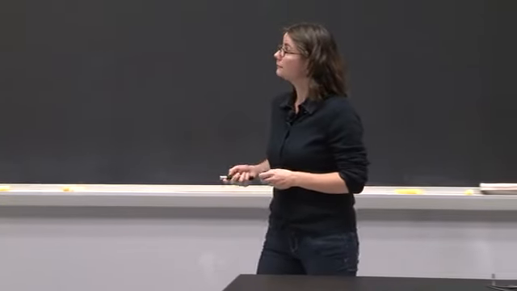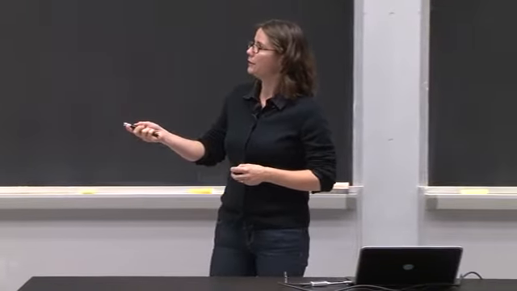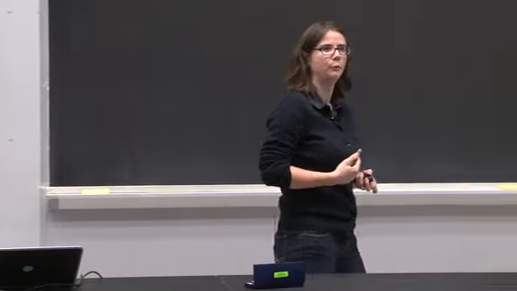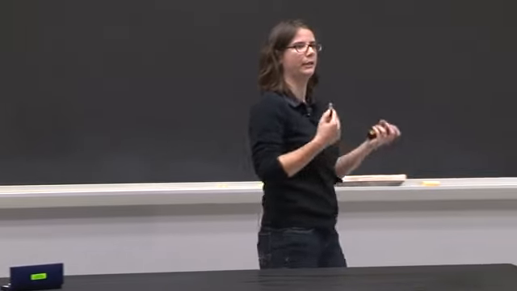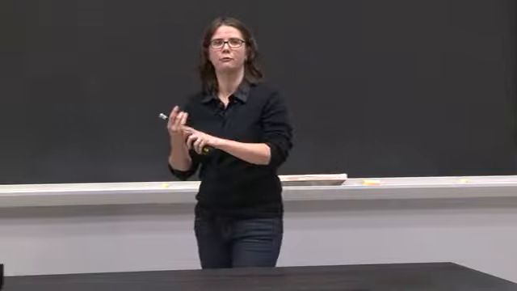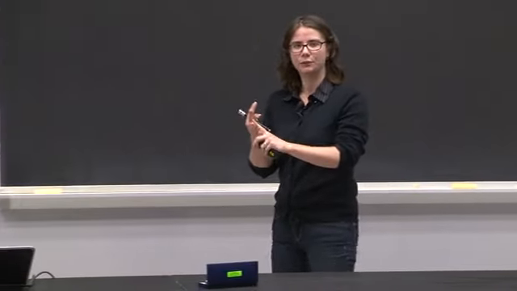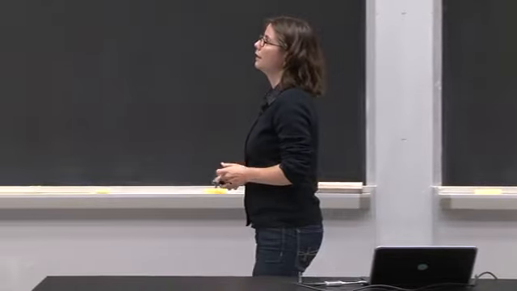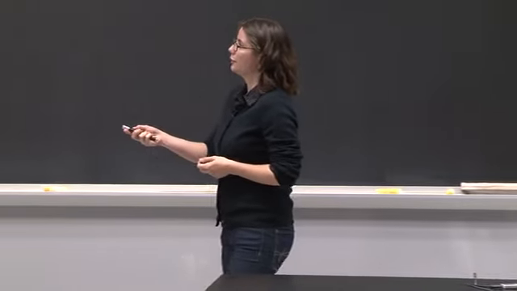So the data attributes is what is the object, right? What is the data that makes up the object? So for our coordinate example, it's going to be the x and y values for a coordinate. We can decide they can be ints. We can decide that we can let them be floats. But it's going to have one value for the x coordinate and one value for the y coordinate. So those are data attributes.